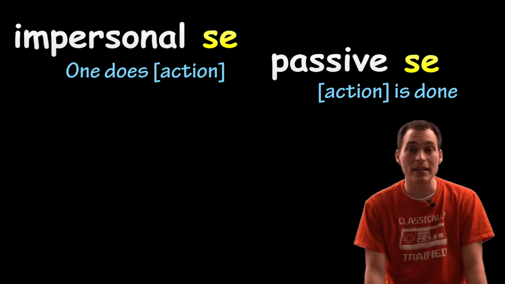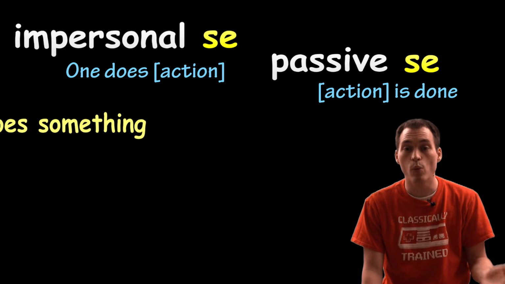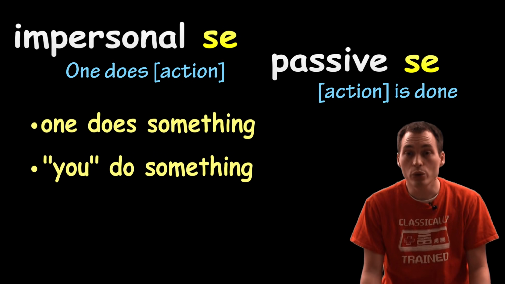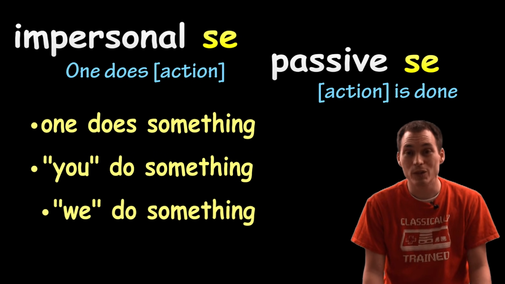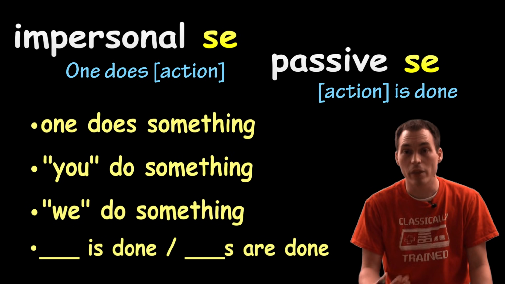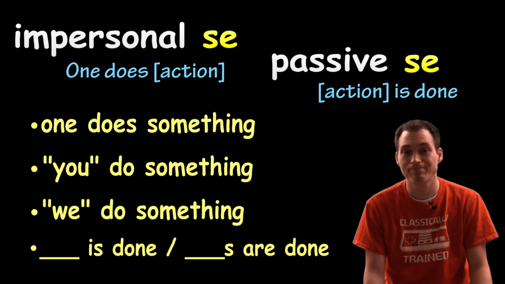And to summarize again, the uses of the impersonal se or passive se, we use it when one does something, as a person does something in general, you do something, we do something, or something is done, or some things are done. Well, it's basically the impersonal se or the passive se in Spanish.